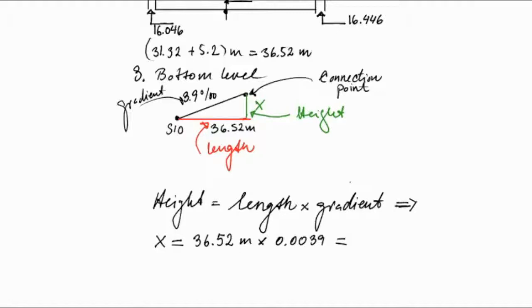So the height equals 36.52 meter times 0.0039, that is the gradient written in a decimal form. So what I get is 0.142 meter.